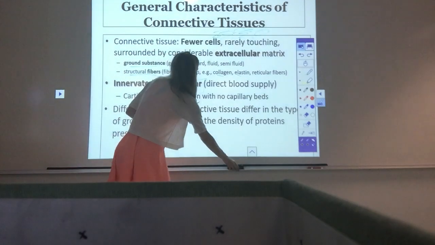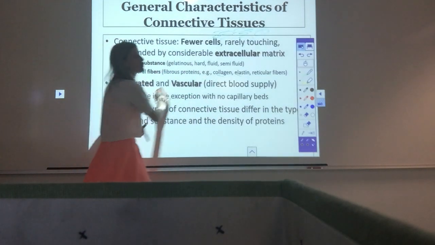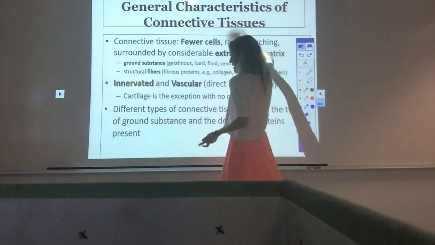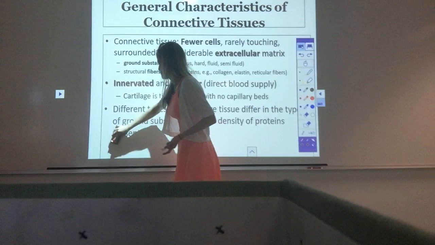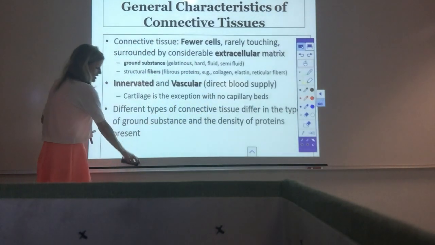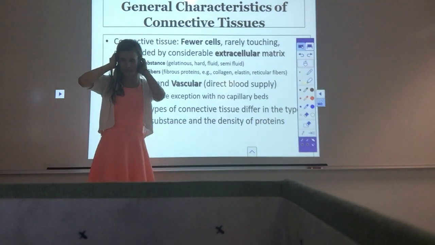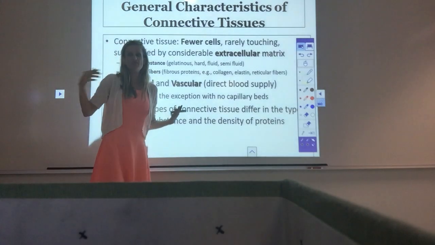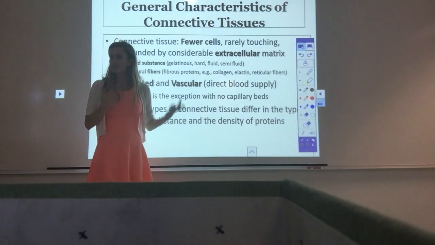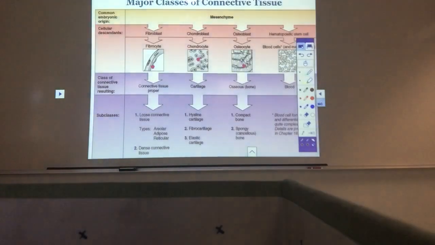Now we've got all different types of connective tissue. Okay, we had all different types of epithelial. We'll have all different types of connective tissue. And we're going to name them or kind of differentiate them based on the types of ground substance, right? And the types of proteins and the density of those proteins. Okay, so how many proteins? Do they have reticular fibers or do they have collagen? Do they have collagen and elastin or just collagen? That's how we're gonna kind of tell the difference between them.